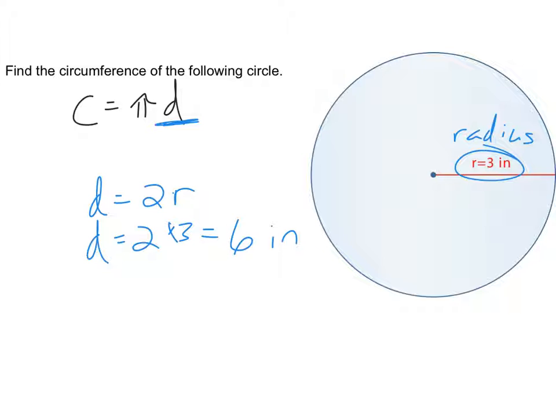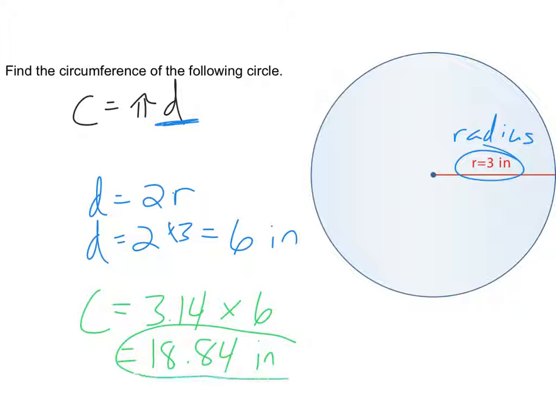So what we can do now is plug that 6 inches in for the diameter and use 3.14 for pi. If we multiply those together, we will get our circumference of 18.84. So that is our circumference, 18.84 inches.